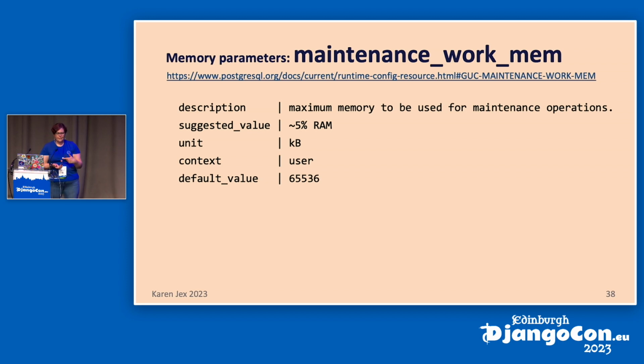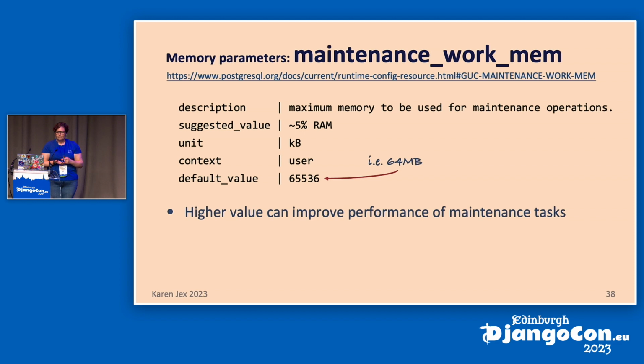Maintenance work mem is similar, but it's memory used for maintenance operations, so things like vacuum, create index, alter table, add foreign key. So you're going to have fewer of these in general going on at the same time than you would work mem. So it's usually safe to set this to a higher value. The default is 64 megabytes.